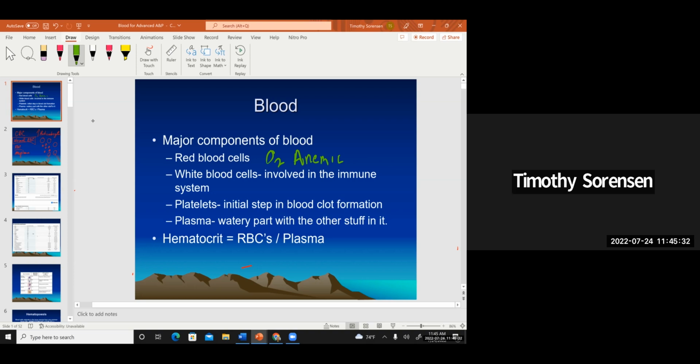Now, from the previous unit, we talked about the immune system. We know that white blood cells are intimately involved in the immune system. And remember, one of the primary functions of the immune system is to produce inflammation. And then you have platelets, and platelets are those little things that are initially involved in the formation of a clot. And then you have the watery part. So what I'm going to do is get into some of the problems that you see specifically with red blood cells.